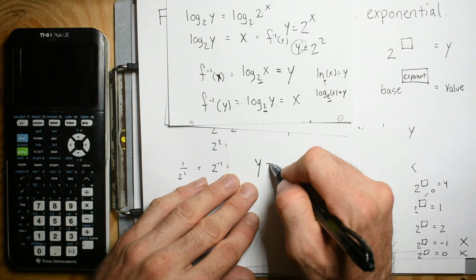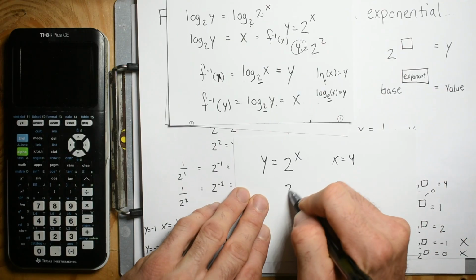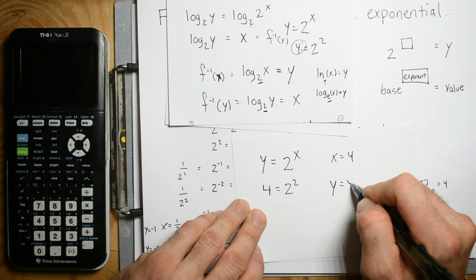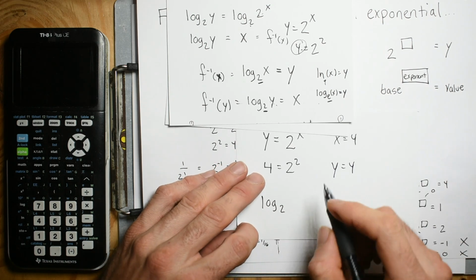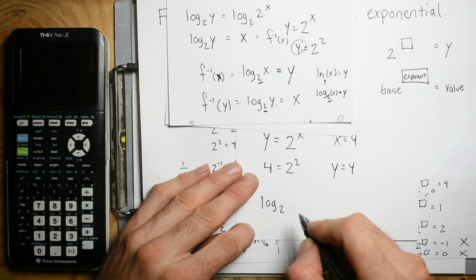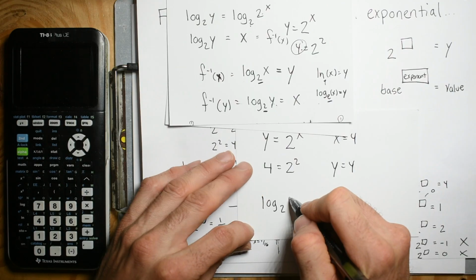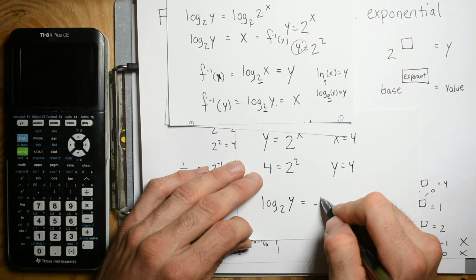So we're going to have y is equal to 2 to the x. X is going to be 2, so we have 2 squared, and this is going to be 4. So our y value is 4. Then we're going to go log base 2 of 4. Yeah, log base 2 of our y value is our x value.